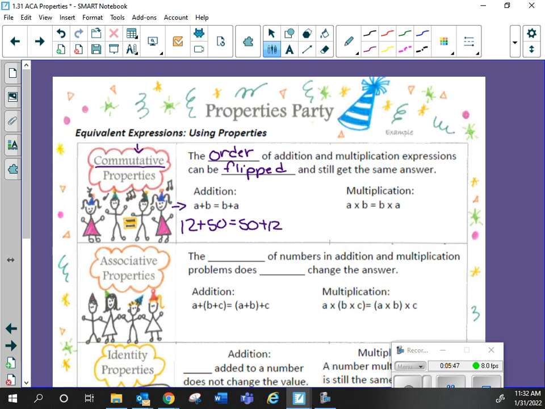700 times 70. Okay, let's give some smaller numbers. We're going to use different numbers as well. 8 times 4 is the same thing, class, as 4 times 8.